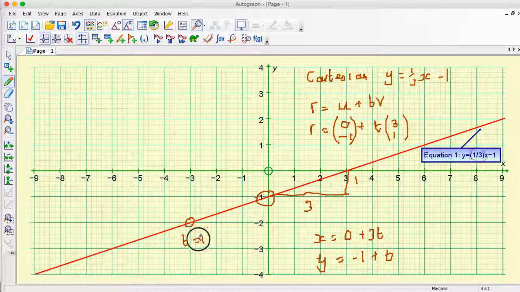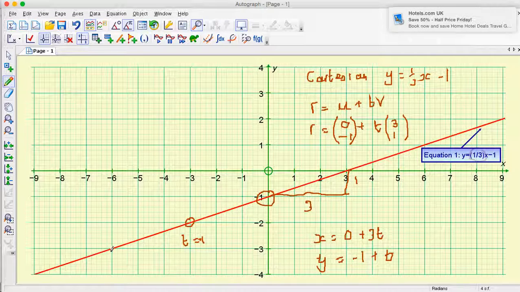So if I make t equal to negative 1, so minus 1 in there, 0 minus 1 times 3 gives me minus 3, and minus 1 minus 1 is going to give me minus 2, so that's the coordinate. So with any t values I can make t equal to 2, and it's going to give me another point that it passes through, and so on. So I've got all my equations of the line here.